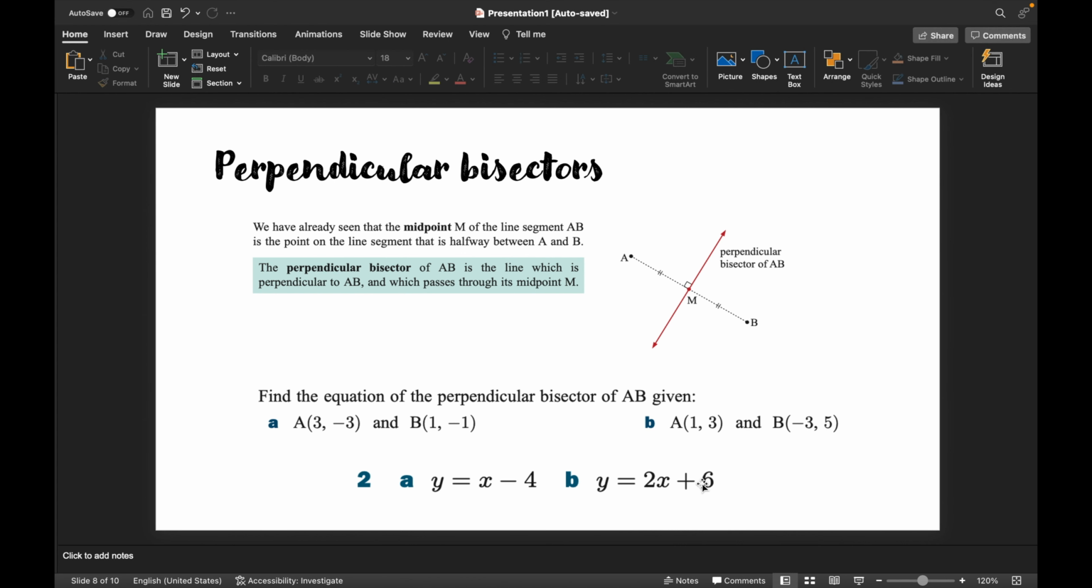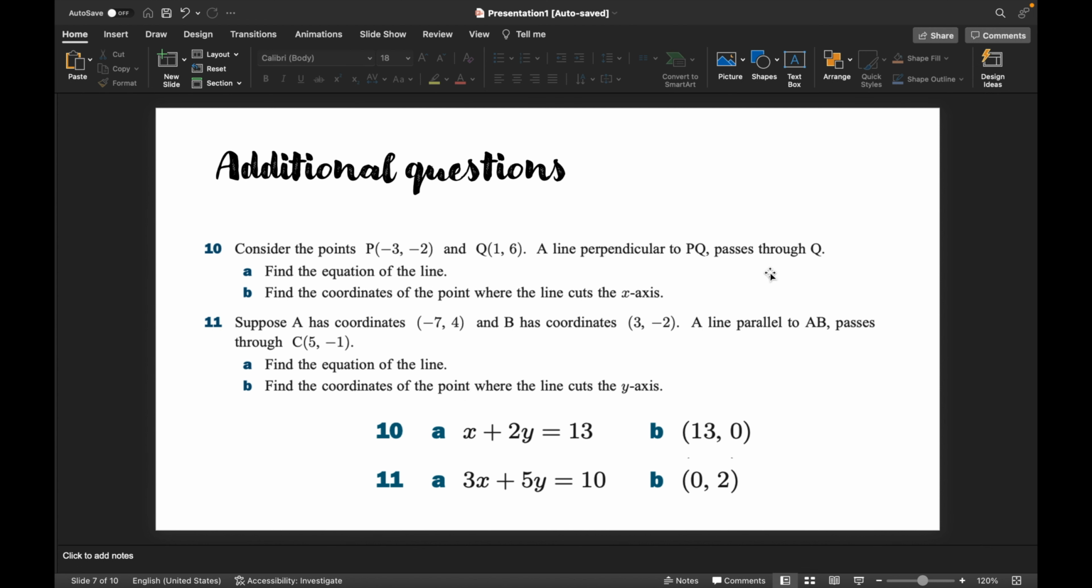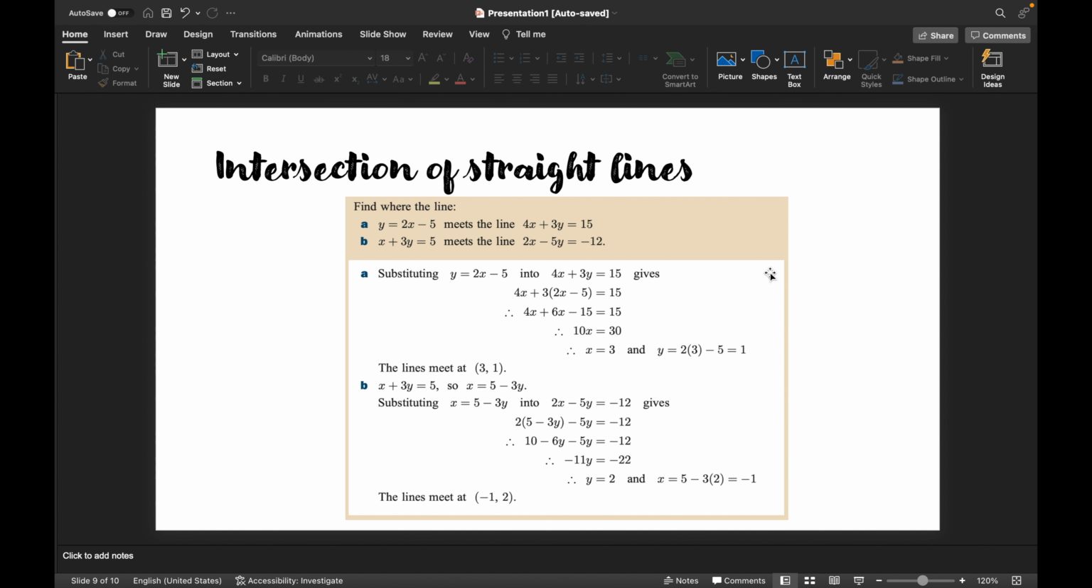Okay, so if you've understood perpendicular bisectors, then I will move on to the next topic. But just remember that perpendicular bisectors is extremely important in the exam because I'm pretty sure it comes in every alternate paper. So it's pretty important. Okay, so now let's move on to the intersection of straight lines.